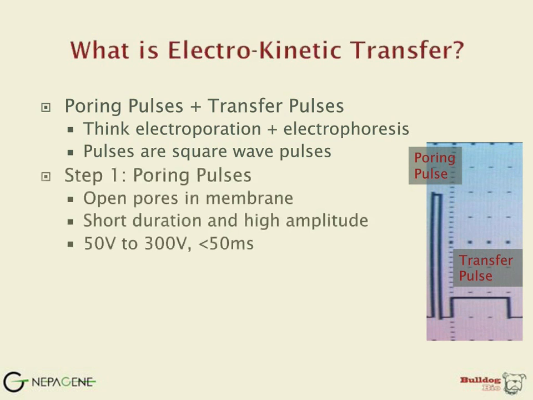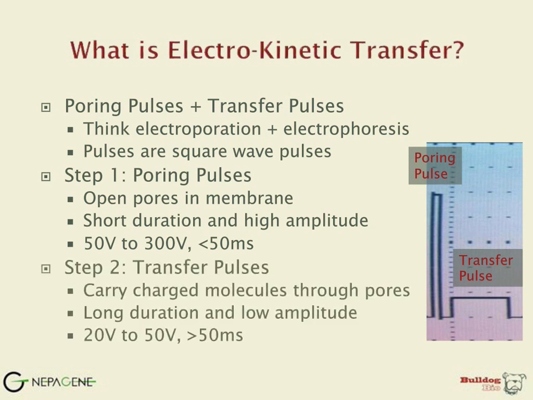In actual protocol, the poring pulse phase typically applies 1 to 9 pulses between 50 and 300 volts, each under 50 milliseconds in length. The transfer pulse phase typically has more pulses, 2 up to a few dozen, at a much lower voltage, under 50 volts, and a longer duration, greater than 50 milliseconds. I'll stress now that the type of cells, electrode, growth conditions, buffers, and target molecule will impact the optimal pulsing pattern. Nepogene has developed a large library of pulsing parameters linked to many different types of cells, tissues, and organisms.